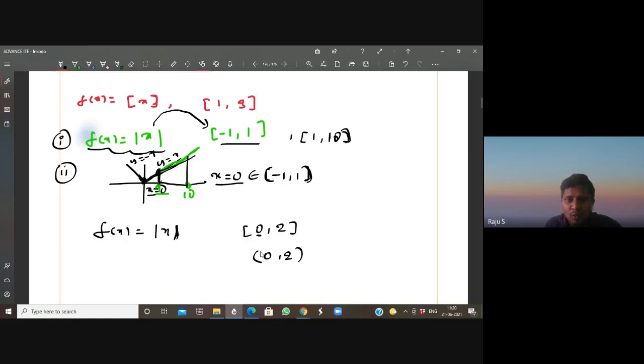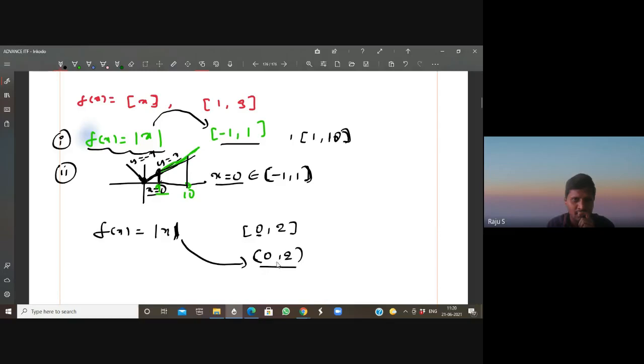But when I take the open interval here, 0 does not belong to the interval. So at 0 alone, the function is not differentiable. But we are taking the open interval, so clearly modulus x is differentiable in the open interval 0 to 2.